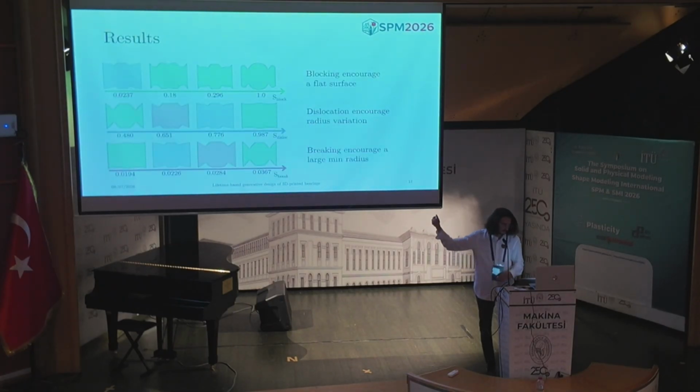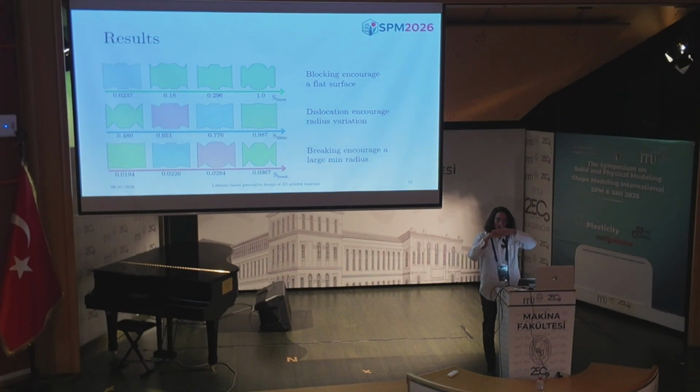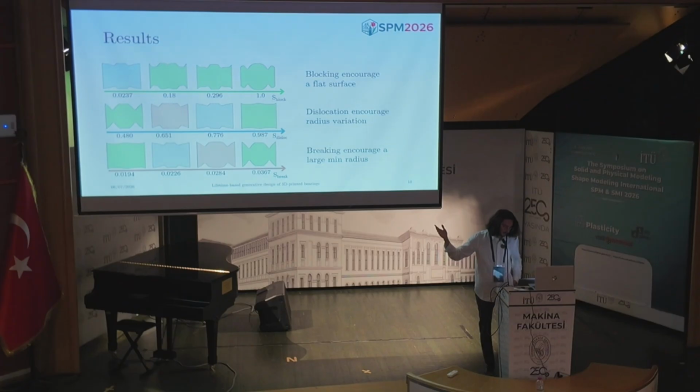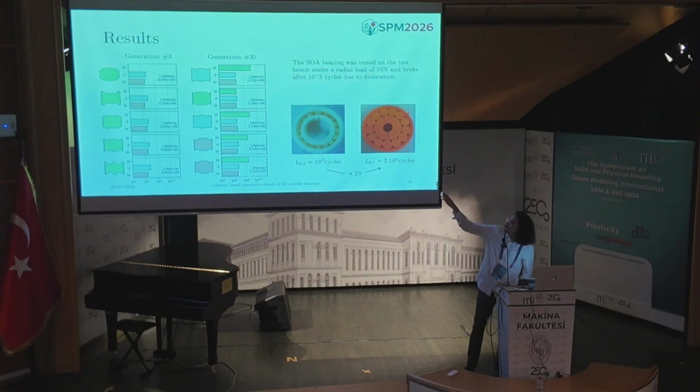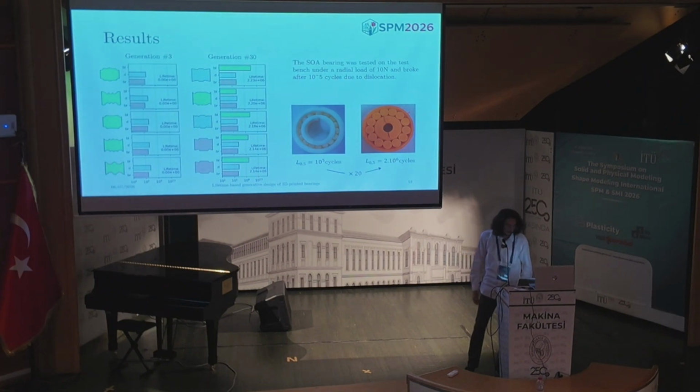So here are the results. We saw that blocking failure encourages flat surfaces, which is quite normal because it means that it will be stable when both rollers are in the correct position. Dislocation encourages radius variation because it will be less dislocated when it has a lot of variation, and breaking encourages a large minimal radius. So given all that, at the end, we see that the best type of roller geometry is something like the blue one at the top.